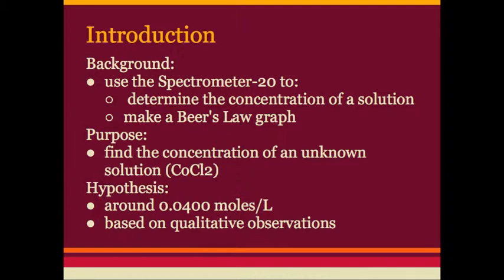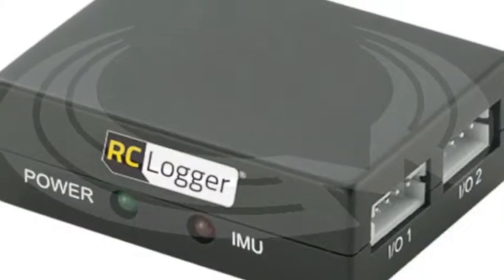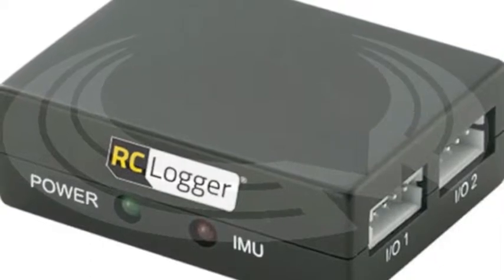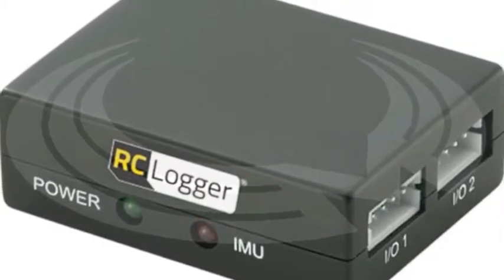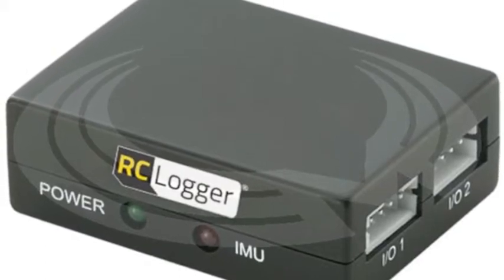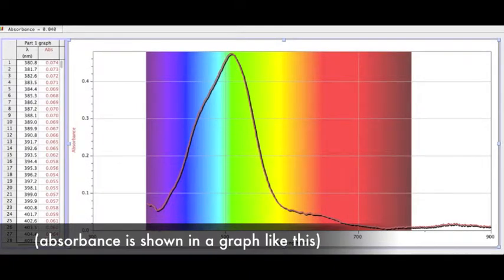Using the Spectronic 20 machine to determine the absorbance of different concentrations of the same solution, the concentration of an unknown solution can be determined by creating a Beer's law graph. The Spectronic 20 is a useful machine that helps determine the amount of light absorbed by a solution. After inserting a cuvette into the machine, the computer analyzes the sample and determines the amount of light of a particular wavelength absorbed by the solution.